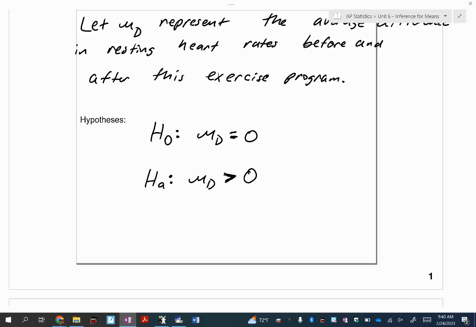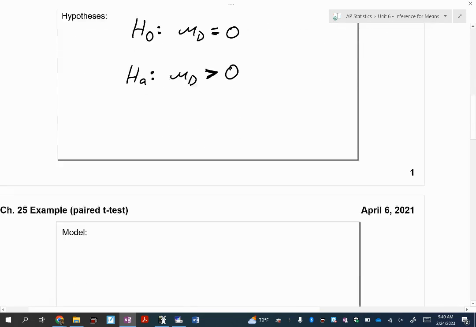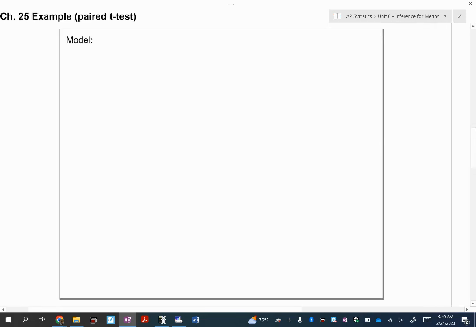Okay. How's everybody feeling about the parameter and the hypotheses? Doing okay? Super. Amazing. Nice. All right, let's go to the next page. All right, what comes next?